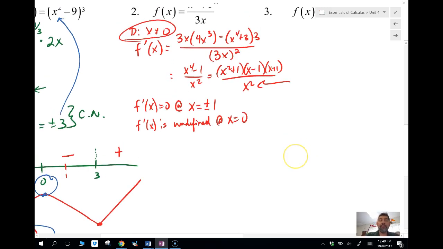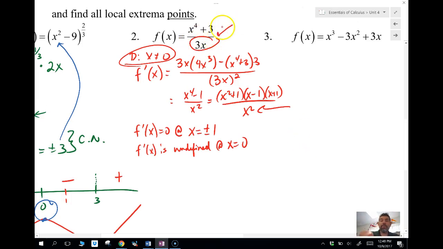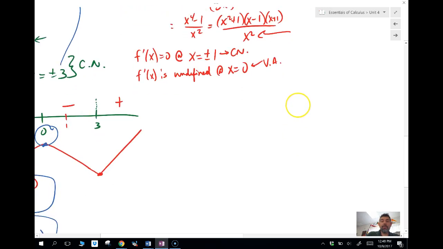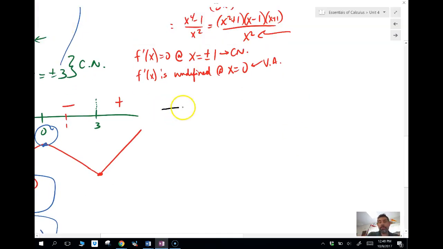Since it's undefined at x equals 0 because the derivative doesn't exist, there's nothing, right? It's an asymptote to start with. I'm just going to put that this is a vertical asymptote. It's not a critical number. These are my only 2 critical numbers. But I still got to deal with it on my table.